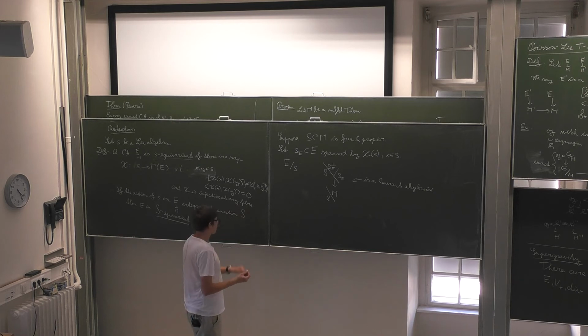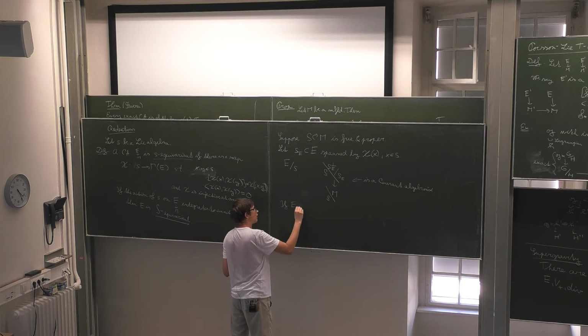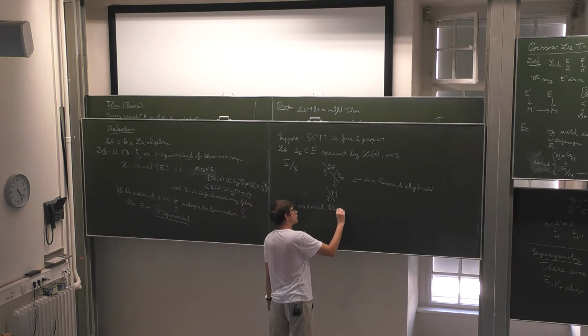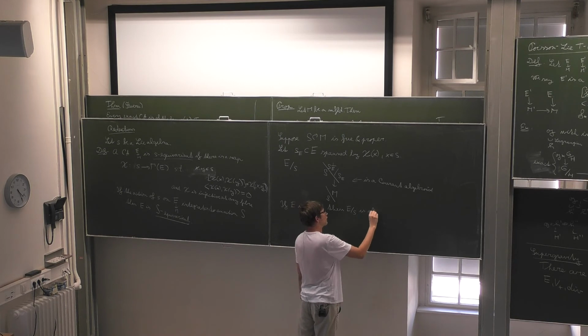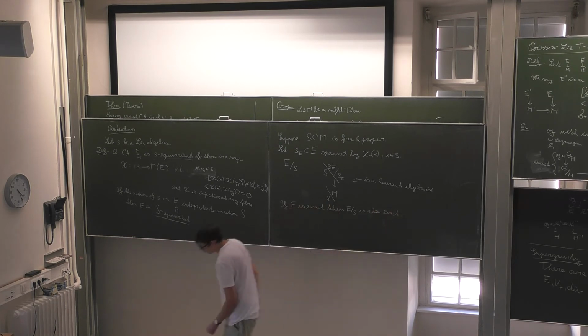Very good. And now the claim is that, an easy to check claim is that if the original one was exact, then the reduced one is also exact.